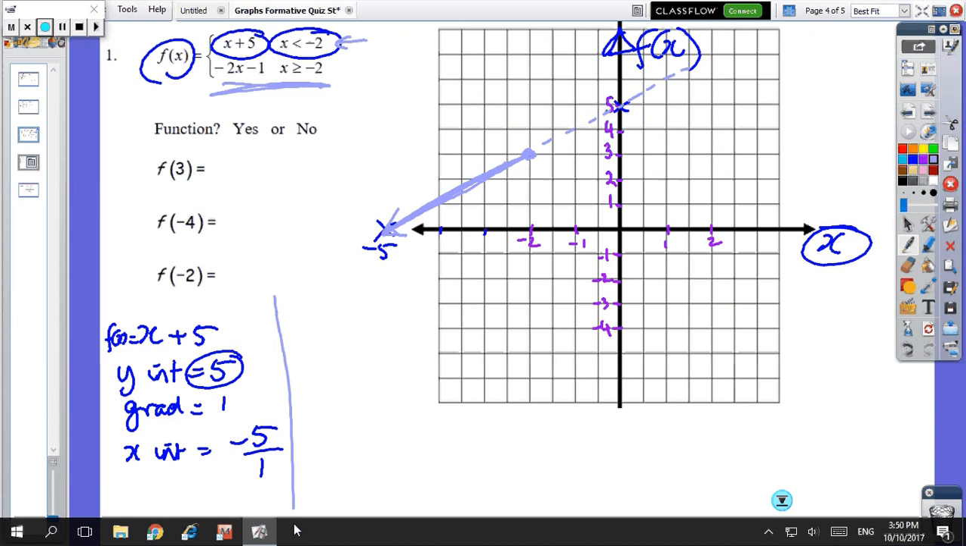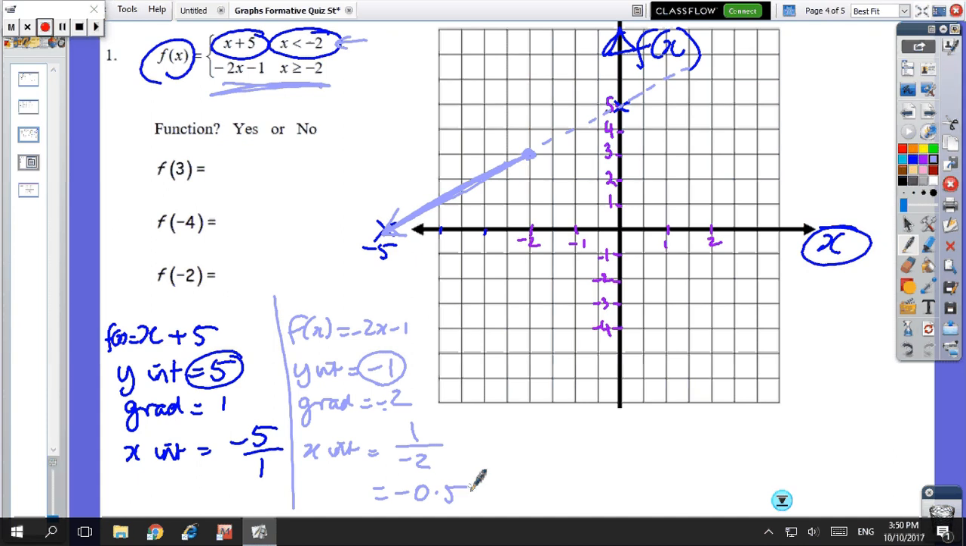So I get f(x) equals minus 2x minus 1. So the y-intercept is minus 1. The gradient equals minus 2. And the x-intercept is, you take the y-intercept, you change the sign, so it makes it plus 1, and divide by the gradient, which is minus 2. So the answer is minus 0.5 or minus a half. So the y-intercept is minus 1, which is there. The x-intercept is minus 0.5, which is there.